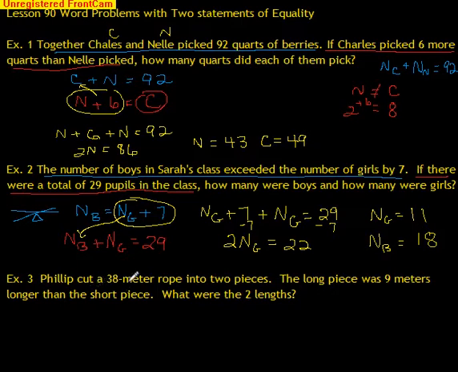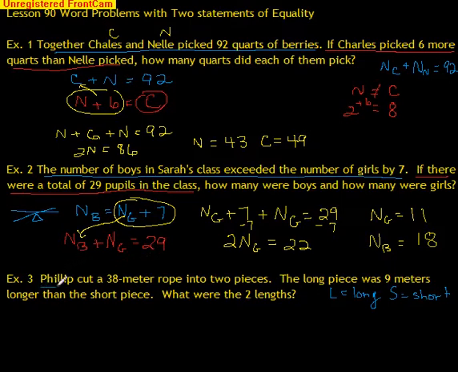Philip cut a 38-meter rope into 2 pieces. The long piece was 9 meters longer than the short piece. What were the 2 lengths? So this time we're going to have a long piece and a short piece. L is going to be our long piece, and we're going to let S equal our short piece. So let's play around with these variables a little bit.